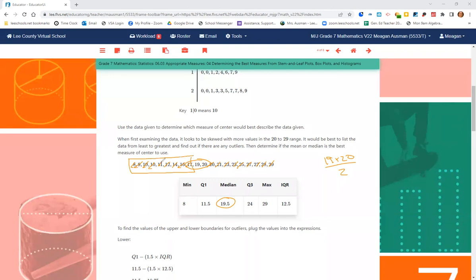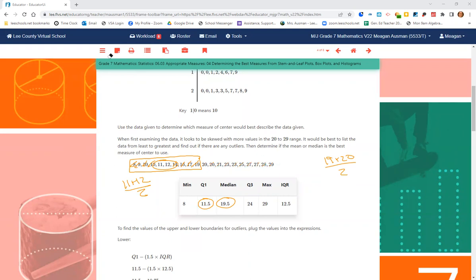Now, let's find our Q1, the median of the lower numbers. Oh, hold on. We are going to use the 19 this time, because 19 isn't our median, 19.5 is our median. So we're going to cross off the highest, the lowest, the highest, the lowest, the highest, the lowest, the highest, the lowest. And we have two numbers again. So we're going to add them together, divide by 2, and that will give us our Q1.